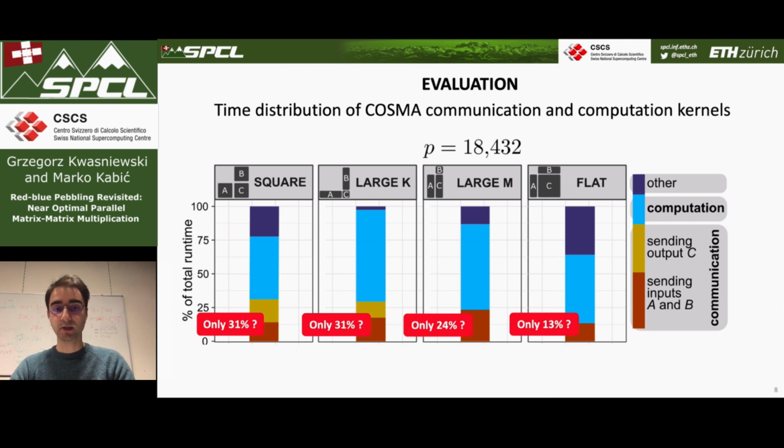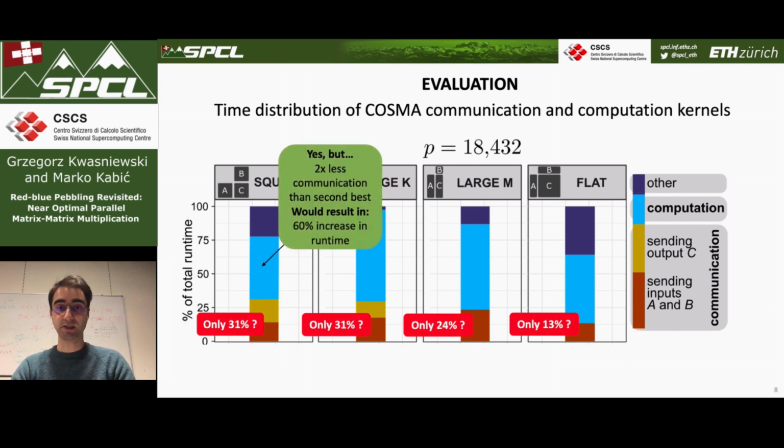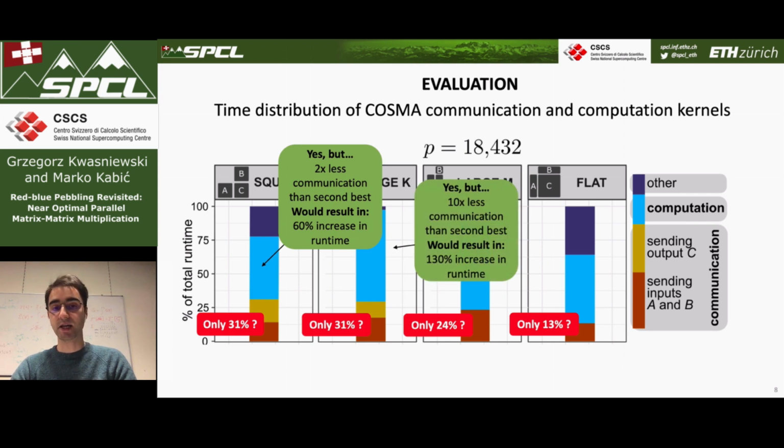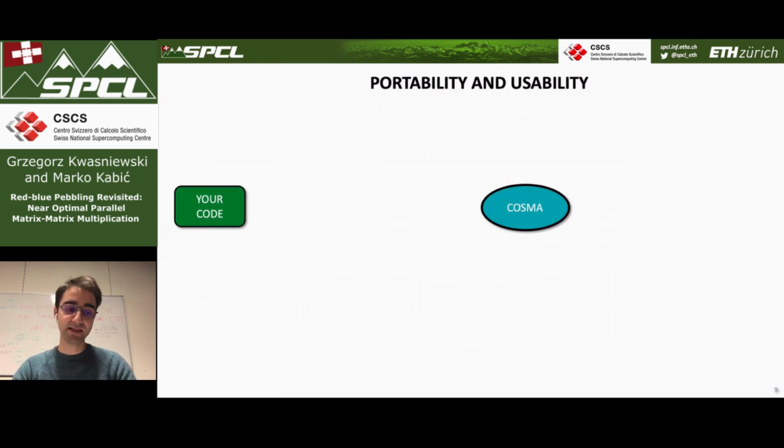Now, we might wonder if it really makes sense to minimize communication, which only takes up to 30% of time. However, you have to keep in mind that COSMA is already communication optimal. And in fact, if COSMA was communicating as much as the second best in this case, it would actually increase the runtime by 60%. And in this case, it would actually increase the runtime by more than a factor of 2. So even if the problem itself is compute bound, is computation dominant, it still makes sense to minimize the communication volume. Now, lately, we've been also working a lot on the portability and usability of our code.